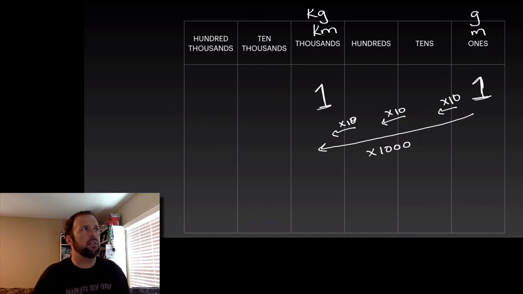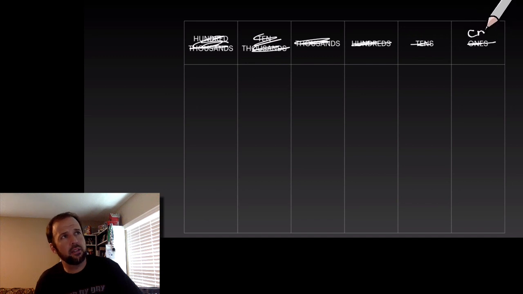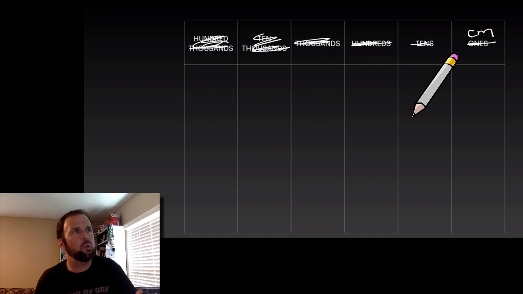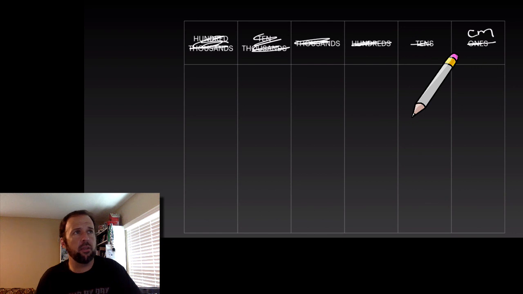Now what if, let me get rid of this here, and what if instead of ones, tens, hundreds, things like that, I'm going to cross these out, and I'm just going to write in, let's say, centimeters to meters. First of all, where would I need to go to get to meters? How far is it from centimeters to meters? What am I multiplying by? 100, right? There's a difference there.